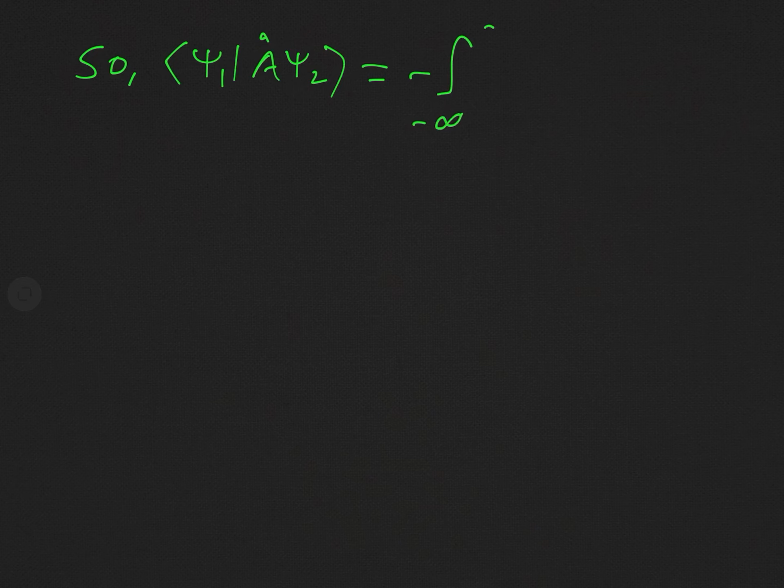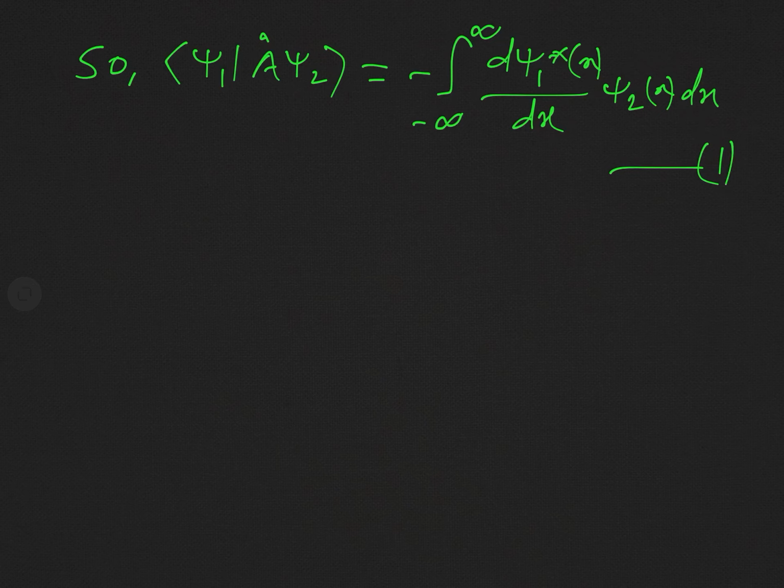And we are left with the result. Our result is bracket psi 1 a hat psi 2, and this is actually equal to minus integral from minus infinity to plus infinity d psi 1 star of x by dx psi 2 of x dx. Say it is equation 1.